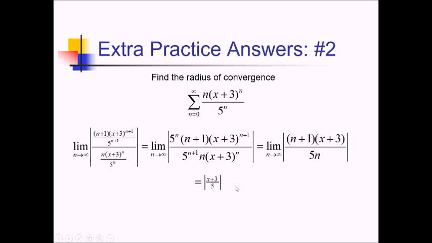And now for this series to converge, this ratio needs to be less than 1. To find the actual radius of convergence, we need x inside this absolute value to have a coefficient of 1. So to get that, I'm just going to multiply both sides by 5. So I have the absolute value of x plus 3 less than 5. And that means my radius of convergence is this 5 over here.